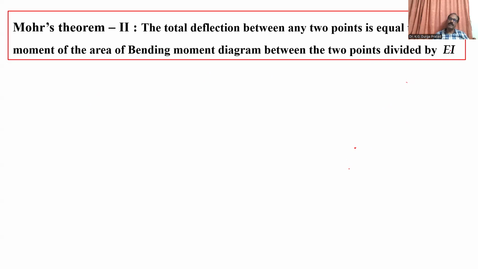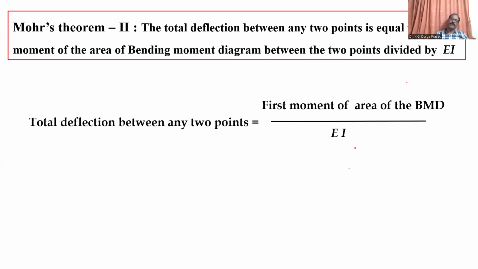Again, here also, the second theorem says that whatever the first moment of area of the bending moment diagram you have calculated, divided by EI, you get the total deflection between any 2 points, right? Now let us see how to apply these theorems for the case we considered. What is the case we considered? A cantilever beam subjected to a point load at its free end, right?